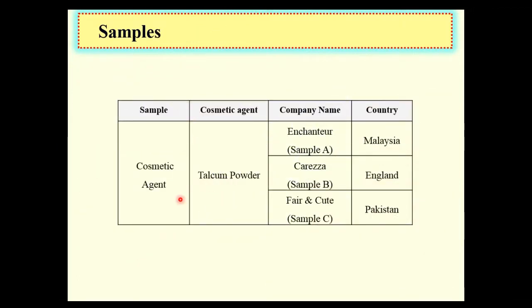Samples. My cosmetic agent was basically talcum powder, and I have taken three different talcum powders. One is Enchanteur, coded as sample A, Kiriza as sample B, and Fair and Cute as sample C. Sample A belongs to Malaysia, sample B belongs to England, and sample C belongs to Pakistan. These are the most popular cosmetics or talcum powders used in Pakistan.